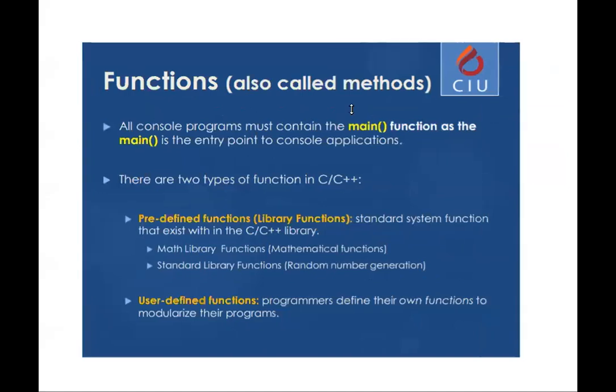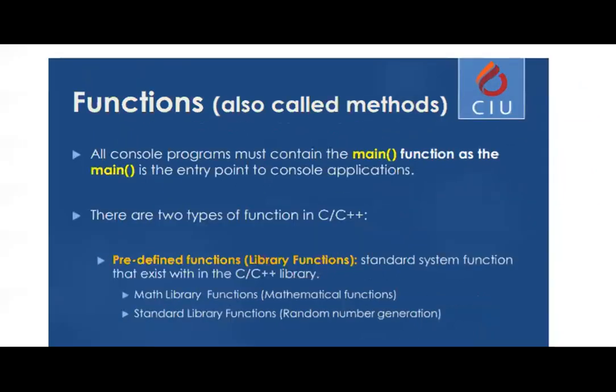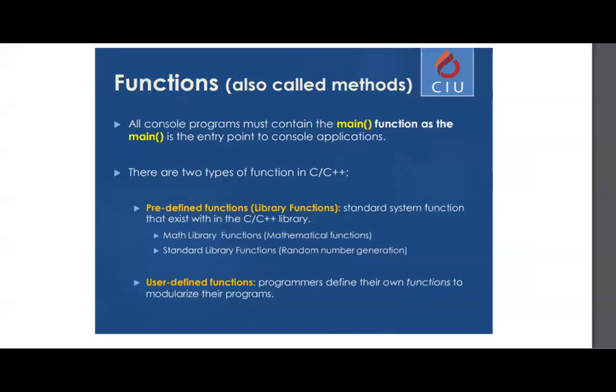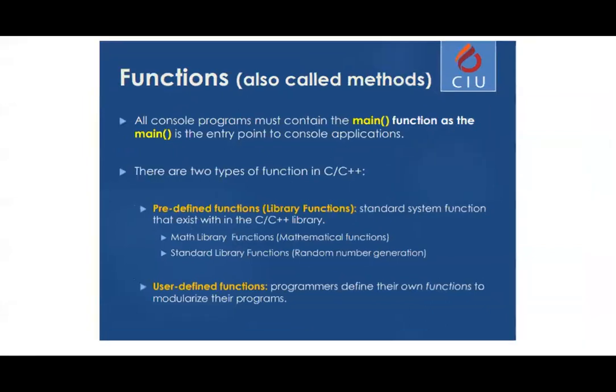In C++, you have two different types of functions that you can use. One of them is called predefined functions, the library functions, such as the main one. The main already exists in the library. All you are doing is using that specific function because it means something already.